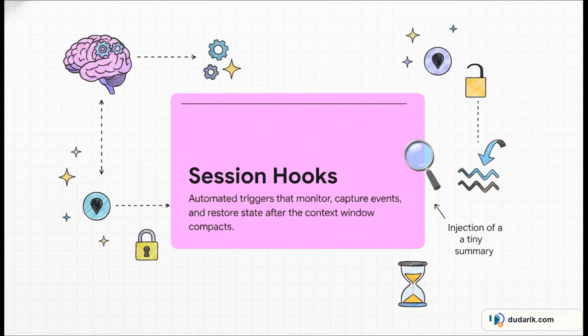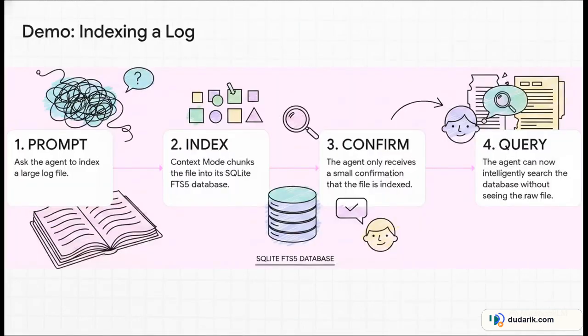Right before the context window needs to be compacted, a hook jumps in, saves a snapshot of the current state to that knowledge base, and then injects a tiny summary back to the AI. It's exactly like hitting a save checkpoint in a video game. Let's walk through a super simple example from the demo to see how this plays out.